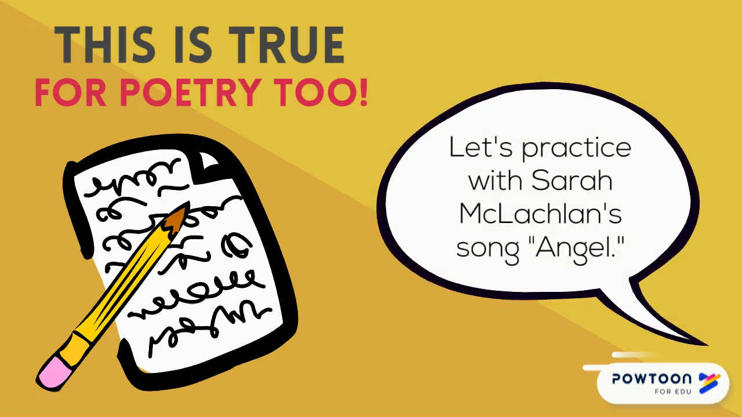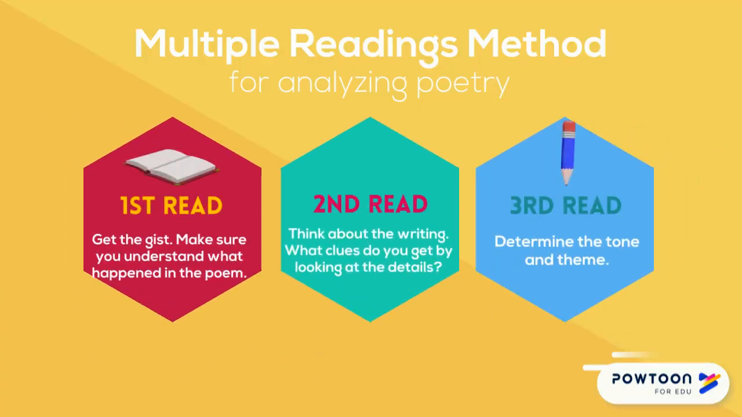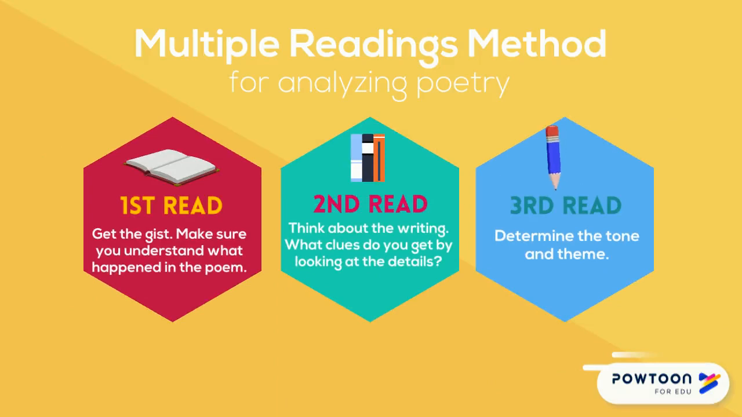Let's practice using the multiple readings method with Sarah McLachlan's song, Angel. Open up your copy of this song now. Using the multiple readings method, you read through a poem at least 3 times, each time looking for different information. The purpose of the first reading is to get the gist and make sure you understand what happened in the poem. In the second reading, you focus on the writing, looking for clues to the meaning by focusing on the details. By the time you get to the third reading, you should be ready to determine the tone and theme.